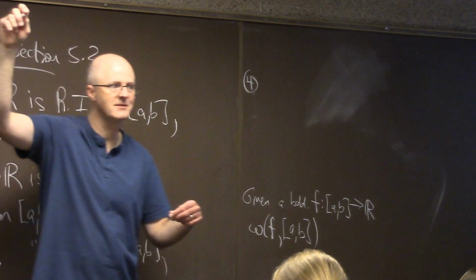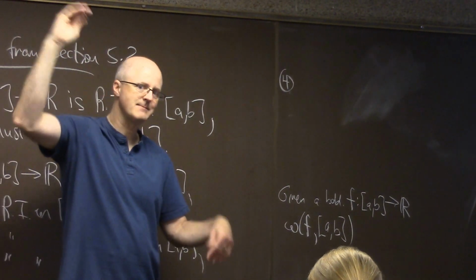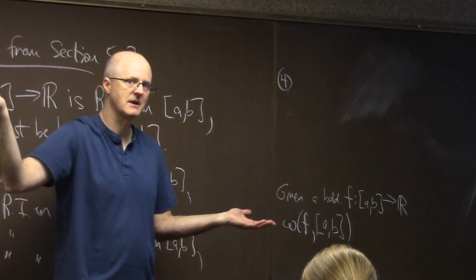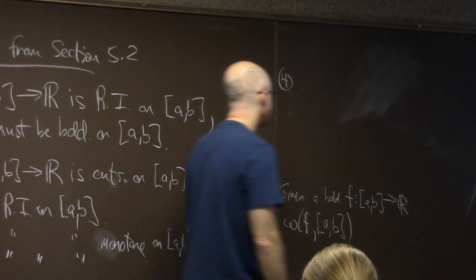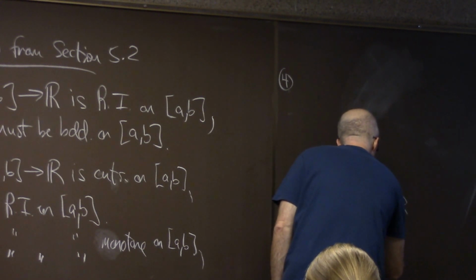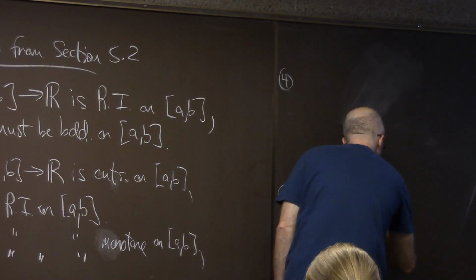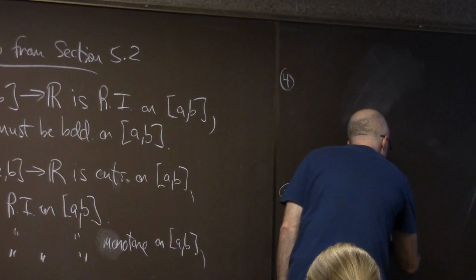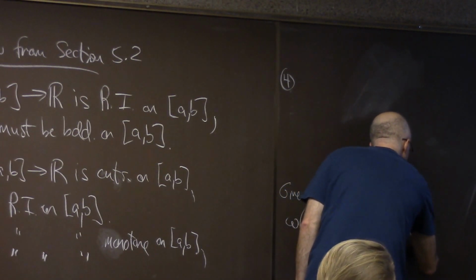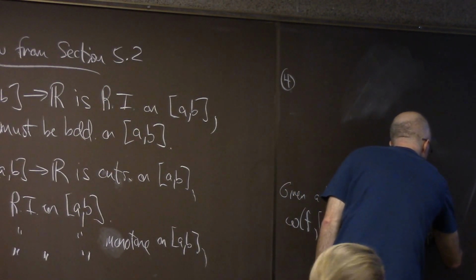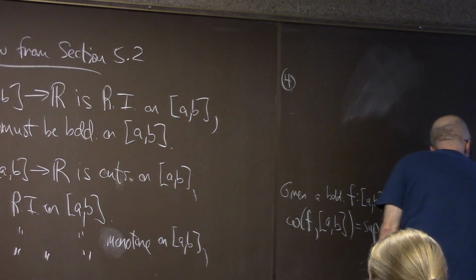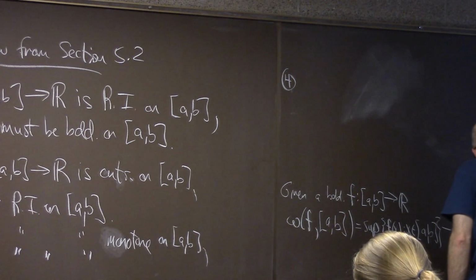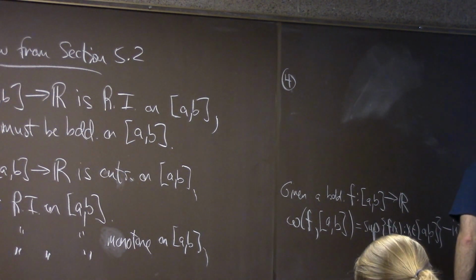If the function attains its supremum and attains its inf, technically speaking, it's max minus min. It's a simple idea. Well, okay, it may not attain its max or min, so use sup and inf. Take the sup of the function outputs as x varies over the domain minus the inf of the function outputs as x varies over the domain.